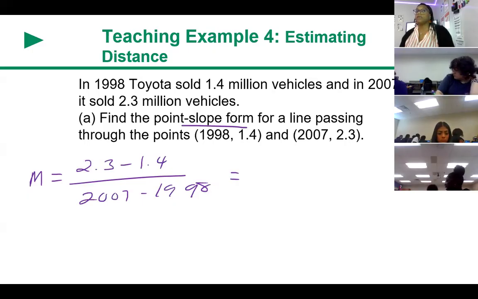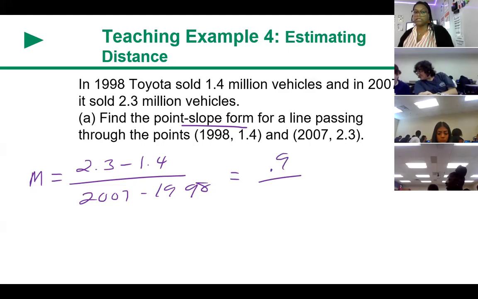Okay, so if you have 2.3 minus 1.4, what do you get? 0.9. So you get 9/10. Okay, then you have 2007 minus 1998. It's going to be a negative.